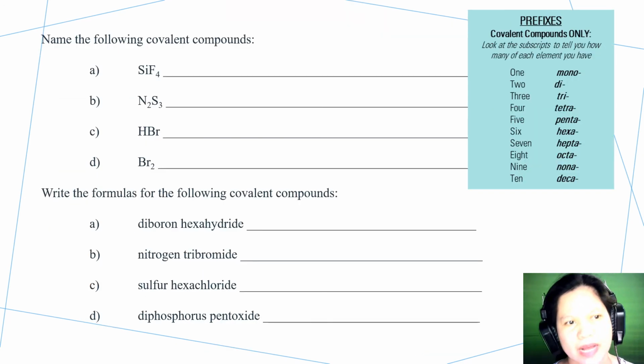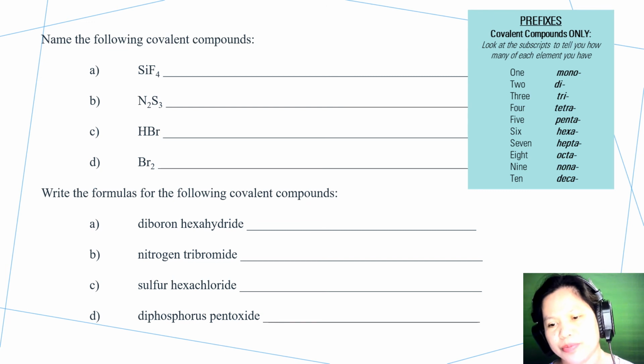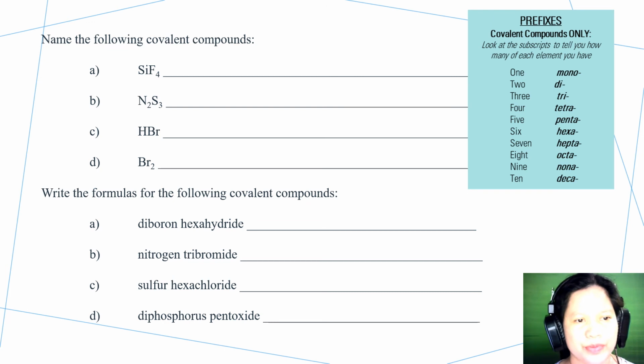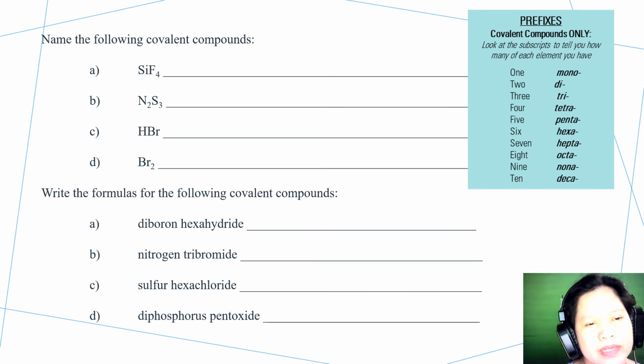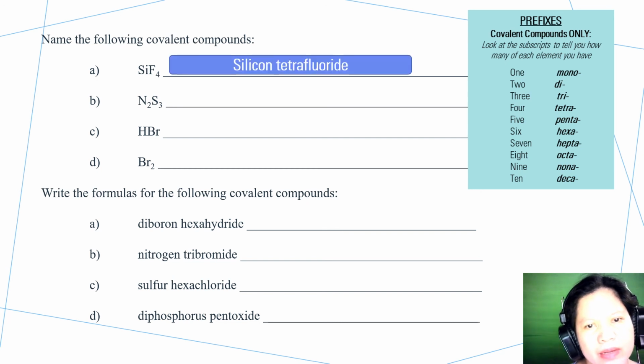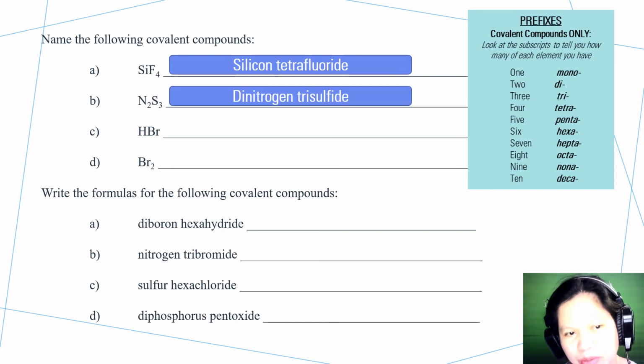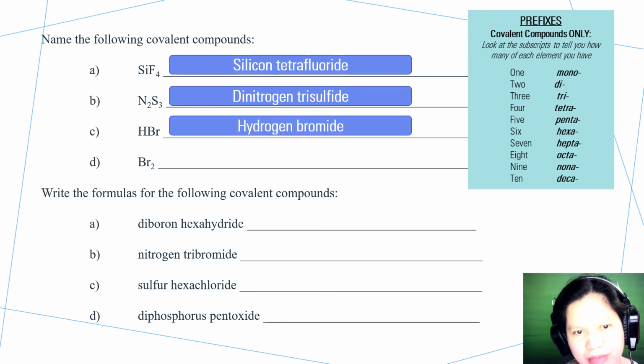Okay, let's try this example. Name the following covalent compounds. All of the given examples are covalent compound. Now you have here the prefixes that you will be using, mono up to deca. Okay, let's have the first example, letter A. So that will be silicon tetrafluoride. N2, that's di. So dinitrogen trisulfide. Letter C, hydrogen bromide. D, that is bromine.